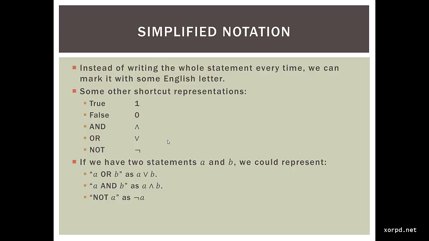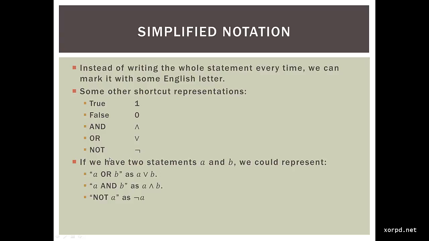Some other shortcuts for representations. We were speaking about true and false. These are going to be represented by 1 and 0. And is going to be represented by this symbol. And or is going to be represented by this symbol, which looks like the letter V. Not is going to be represented by this symbol, which is some kind of a corner.